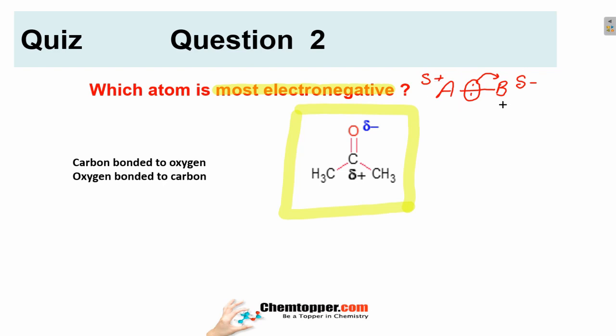Based on this, can you identify which atom here is the most electronegative? That is oxygen. Why? Because oxygen has a partial negative charge on it. It means it is the most electron rich after making chemical bond with carbon. So the answer is oxygen bonded to carbon.